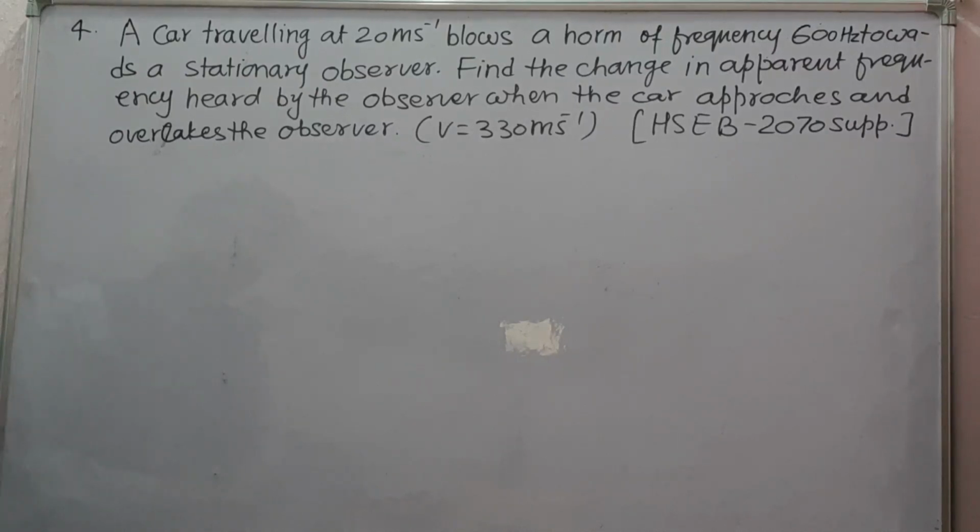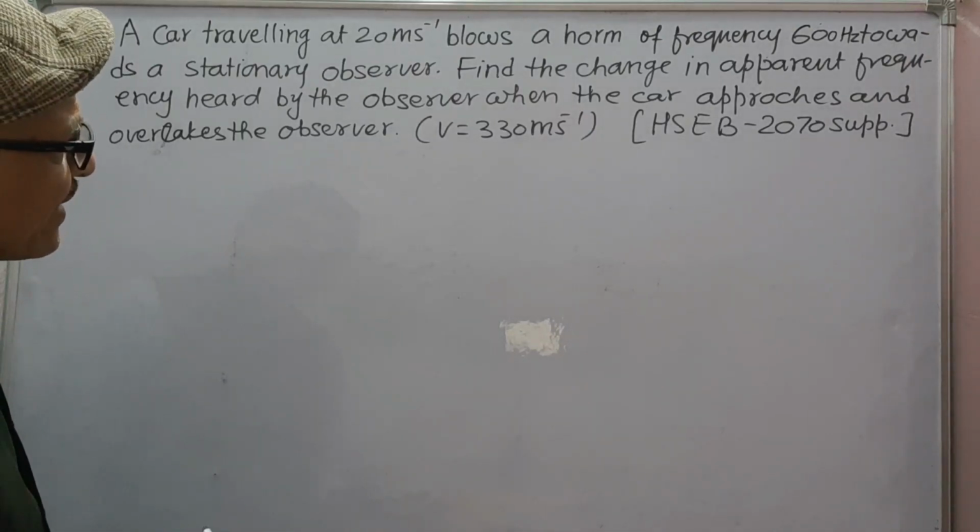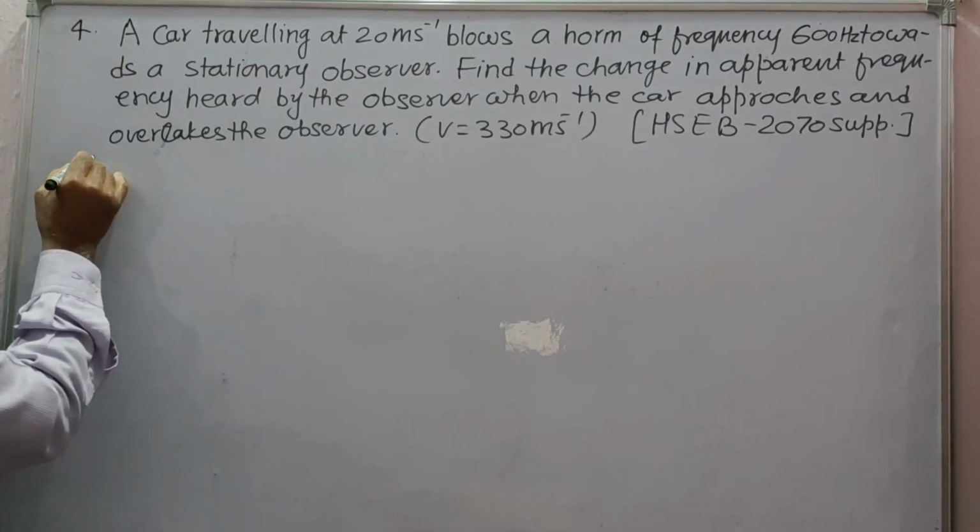Next, question number 4. A car traveling at 20 meter per second blows a horn of frequency 600 Hertz towards a stationary observer. Find the change in apparent frequency heard by the observer when the car approaches and then overtakes the observer. Velocity of sound is 330 meters per second.